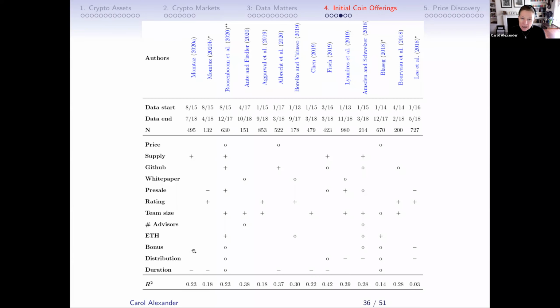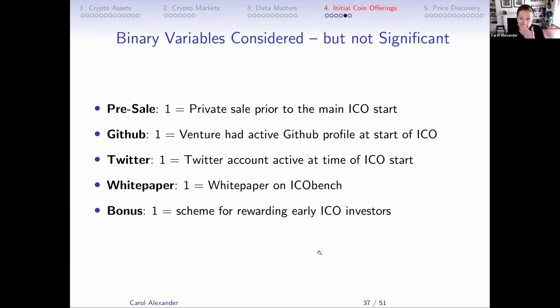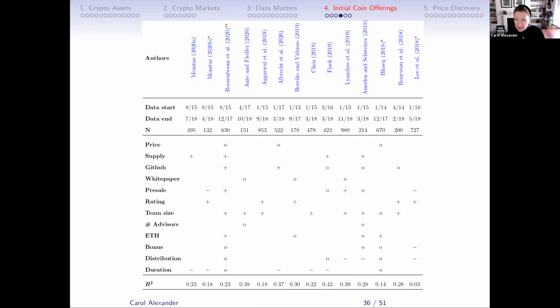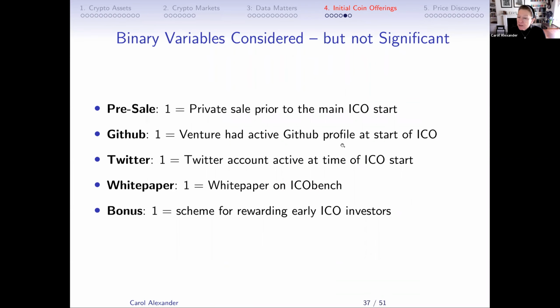And the R-squareds are fairly low. I mean, this isn't a time series regression where you get very high R-squareds. The largest one here was 0.38. In this one, Leandra's, it's 0.39 or 0.42. Okay. So I'm not going to include the results. We did include these variables, like some of these papers did, but we didn't find them significant.